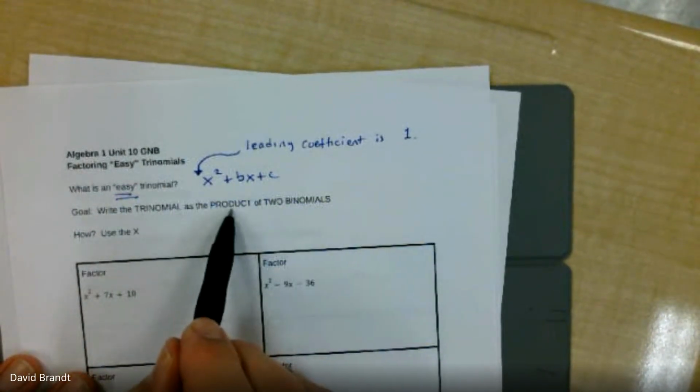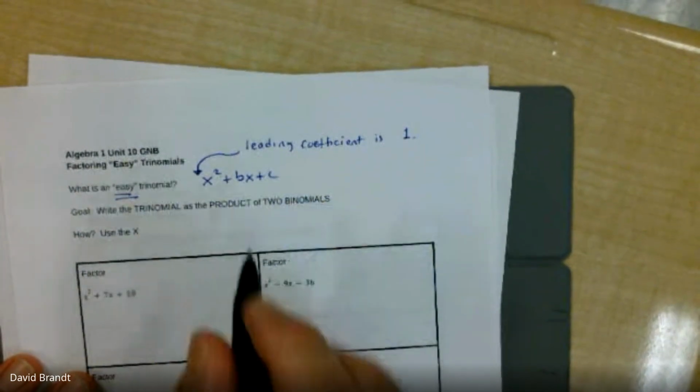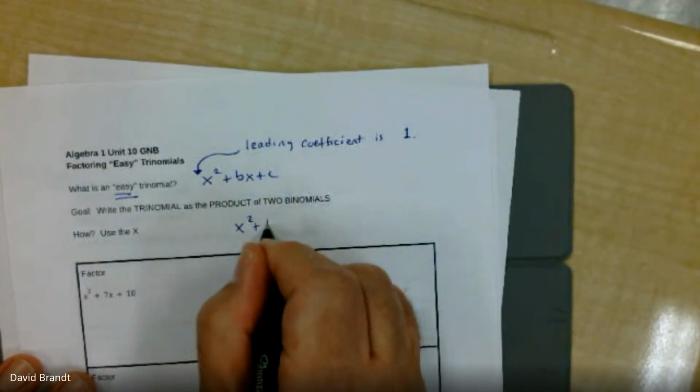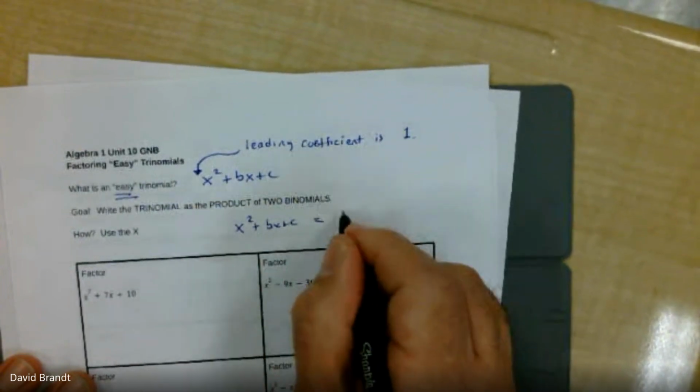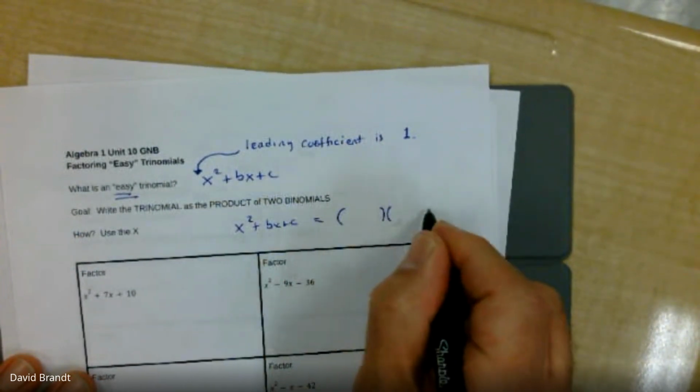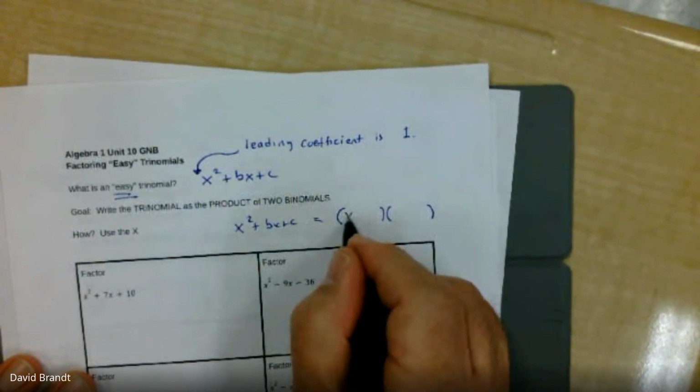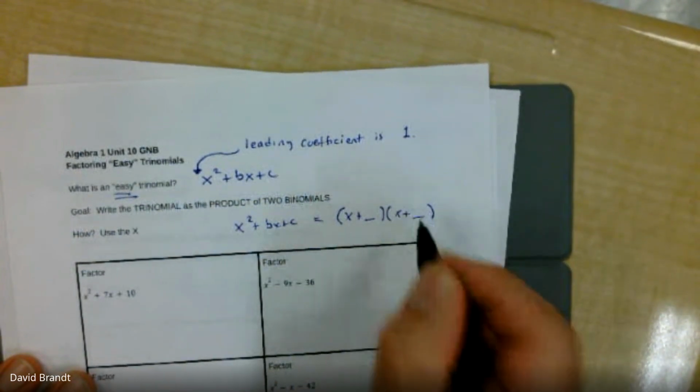What we're going to be doing is writing the trinomial as the product of 2 binomials. So your problem is going to look like this, and you're going to write it like this. It's going to be x plus something, x plus something.